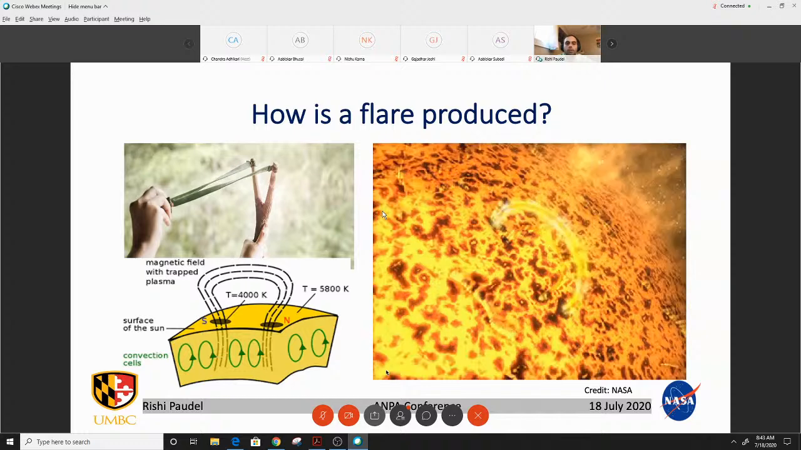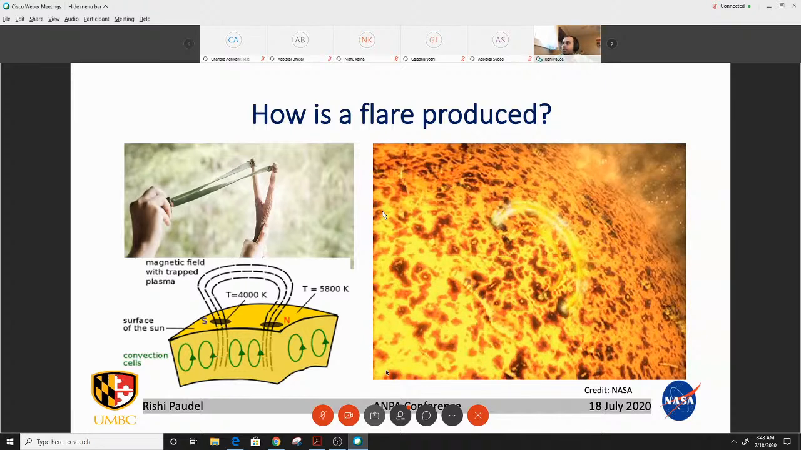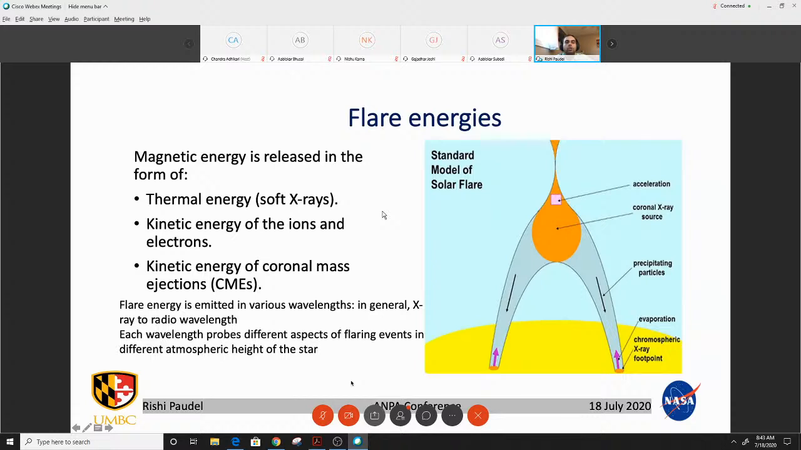Okay, in summary, during a flare, the magnetic energy is released in the form of thermal energy, mostly soft X-rays, the kinetic energy of ions and electrons, and the kinetic energy of coronal mass ejections. As a consequence of this, the flare energy is emitted in various wavelengths, in general X-ray to radio wavelengths. Each wavelength probes different aspects of flaring events at different atmospheric heights of the star.